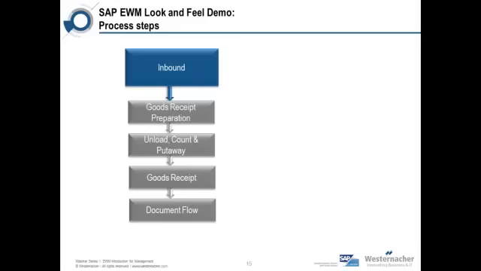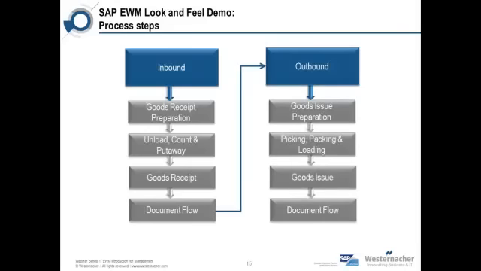check the document flow. For the outbound process, we will start off again in ERP, where we will create a sales order and outbound delivery. Then we will go into EWM to process the picking, packing, loading and posting of the goods issue before checking the document flow. So let's begin with the inbound demo.